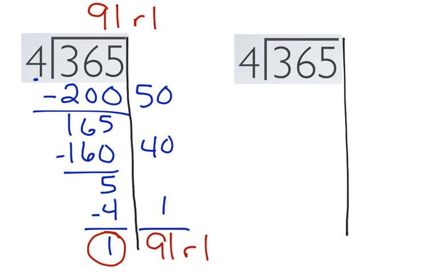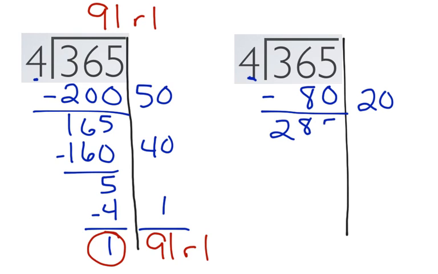And now on the right, I'll show you what happens if we don't use the same numbers as we did on the left. Maybe I only wanted to start by giving 20 to each group. Well, I'm still going to multiply my divisor, 4 times 20. 4 times 2 is 8, tack on 1 0. Wow, that's 80. I really didn't give much away. In fact, I'm still left with 285 items.